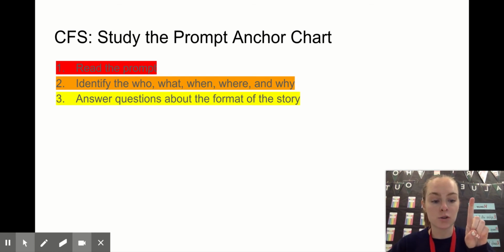Step 1 is to read the prompt. Step 1 is what? To read the prompt. Step 2 is to identify the who, what, when, where, and why. So you are going to identify all of those. And then step 3 is to answer questions about the format of the story. Writers, I am so excited to get ready to model each step for you.